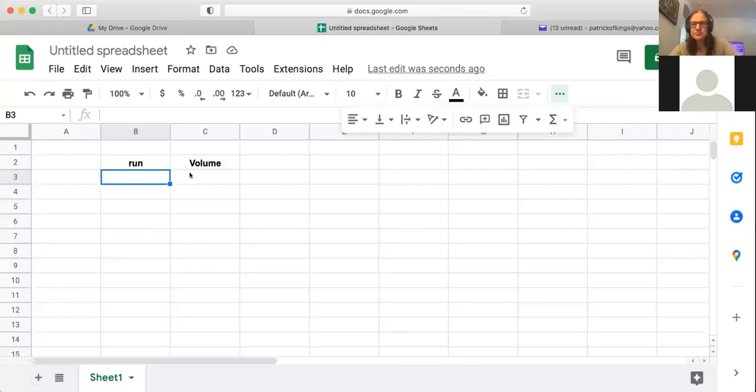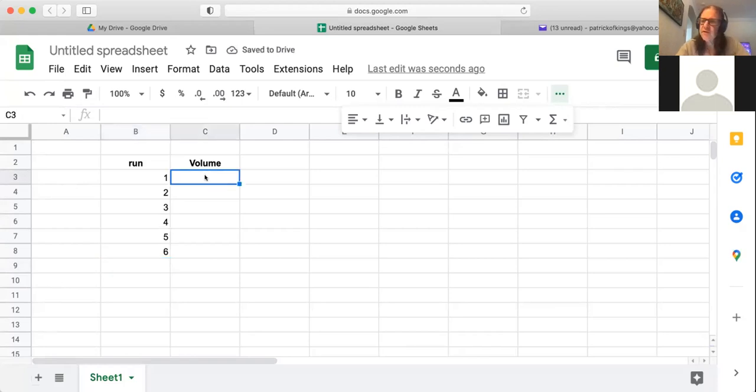So let me stop there. And then I'm going to come up here and I'm going to share. If you don't want to learn how to do it on a computer, you can just stop the video right here. Okay. So let's imagine, again, we have 6 runs. And let's say instead of 5 milliliters, the pipette is actually 10 milliliters. So 10.0102, that's our first measurement, 10.02.